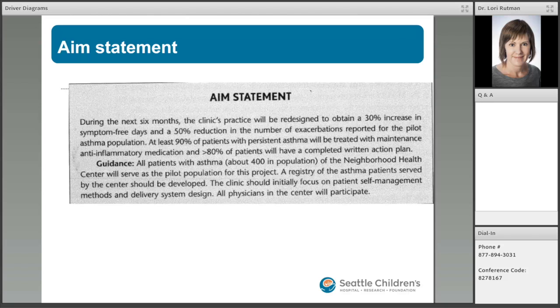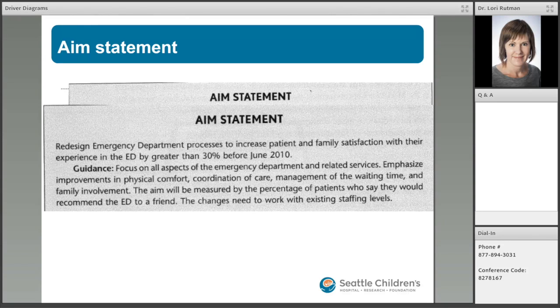So the details of this are not important. What's important here is just to see that this aim is SMART. It is specific, measurable, actionable, and it has a clear timeline for when things will be completed. A simpler example, again here, redesigning emergency department processes to increase patient and family satisfaction with their experience in the ED by greater than 30% before June 2010. We'll have a few more examples as we move on.